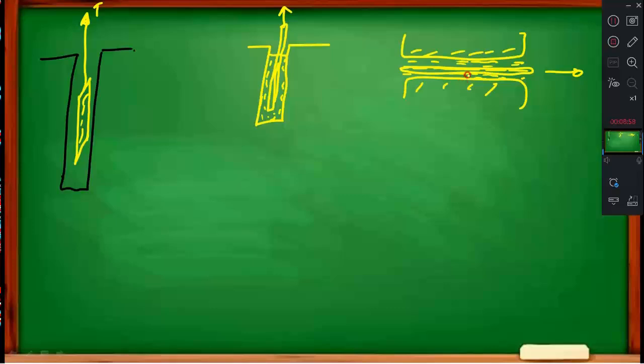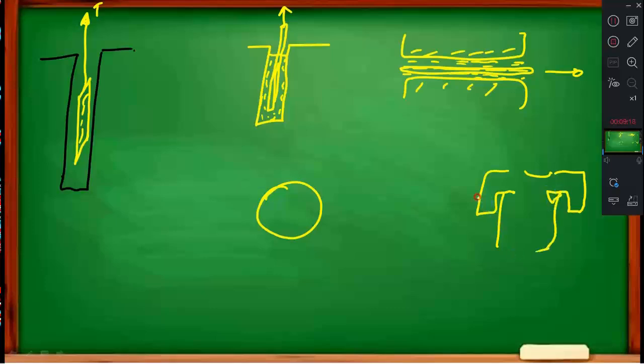Now I explained to you linear motion of plates. Plates are moving in one direction. Sometimes, look here, this is your sleeve. Sleeve means what? Sleeve means, this is a sleeve.